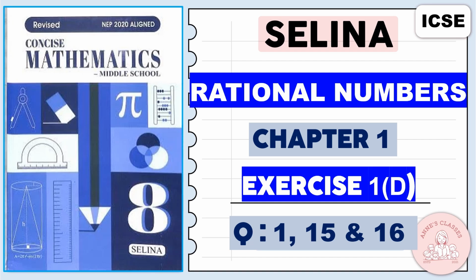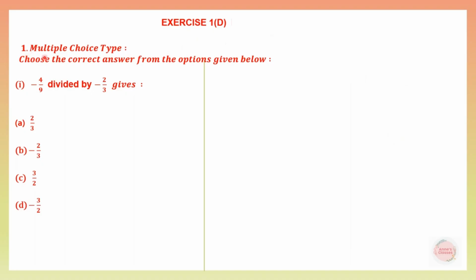Let's do rational numbers, chapter 1, exercise 1D. And question 1, multiple choice type. Here we have to choose the correct answer from the options given below. So this is the question given, the first question. We have 4 options. We are going to choose the correct answer from the 4 options given below.